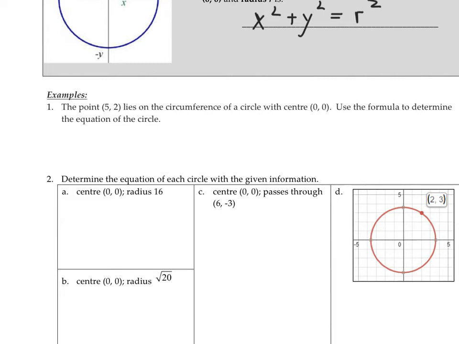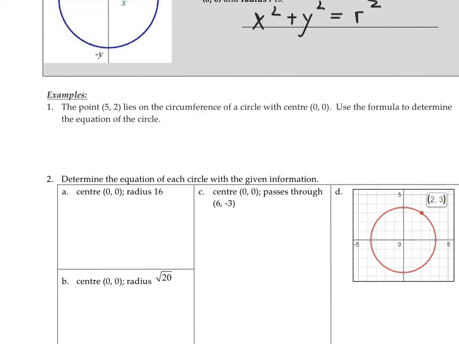Okay, let's try a few examples and practice this formula. The point (5, 2) lies on the circumference of a circle with center 0, 0. Use the formula to determine the equation of the circle. We know the formula always has x squared plus y squared. All we really need is the radius.